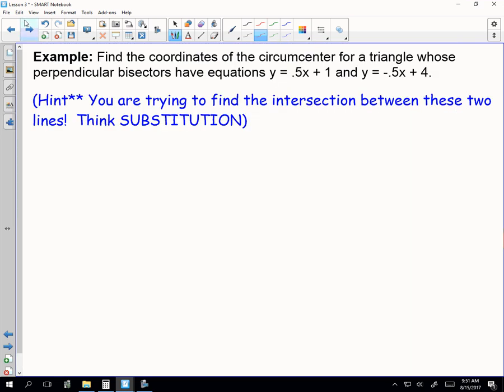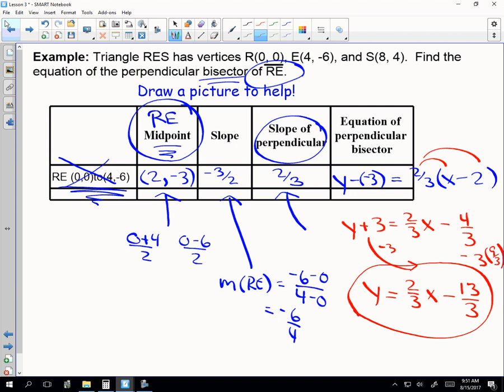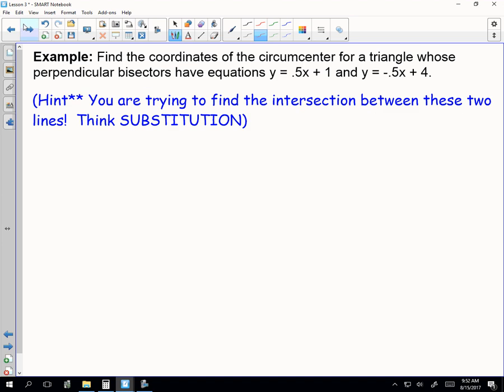All right, so now find the coordinates of the circumcenter. So what we've done now, okay, remember the circumcenter is where the two perpendiculars, or all three perpendiculars, bisect each other. So we only need two of the three lines to make this happen. Notice what we've done here in this example. We've gone through all of the work to get you to this spot, the y equals equation. We've got the two y equals equations here.